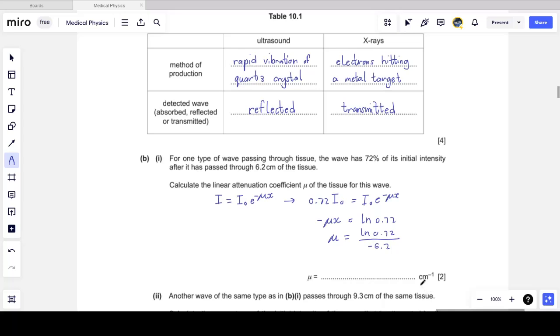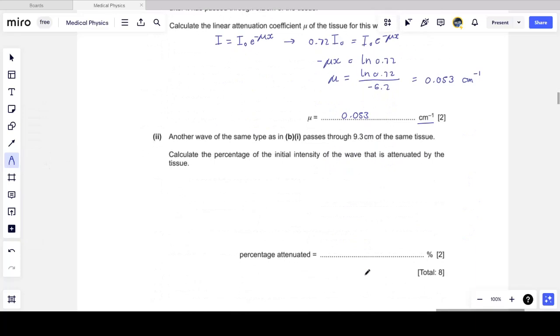6.2. We leave it in centimeters because they want the value for mu in per centimeter. And so what I get is 0.053 per centimeter. That's already in two significant figures. 0.053 per centimeter is the linear attenuation coefficient for this type of tissue and for this type of wave as well. We actually don't know what type of wave it is, either an ultrasound or an X-ray. And so that's the linear attenuation coefficient mu for the tissue.